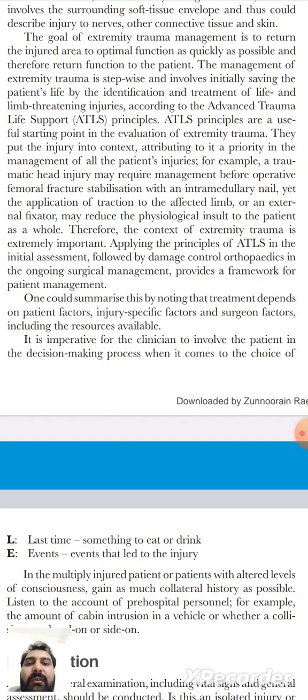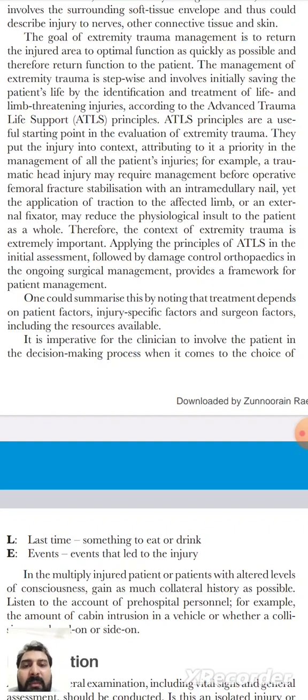They put the injury into context, attributing to it a priority in the management of all the patient's injuries. For example, a traumatic hand injury may require management before operative femoral fracture stabilization with an intramedullary nail. Intramedullary nail is definitive treatment for the femur fracture, and if we have a head injury along with it, we won't go with the definitive treatment for the femur because we have a head injury. That is more important. We'll first address the head injury and only stabilize the femur with traction.